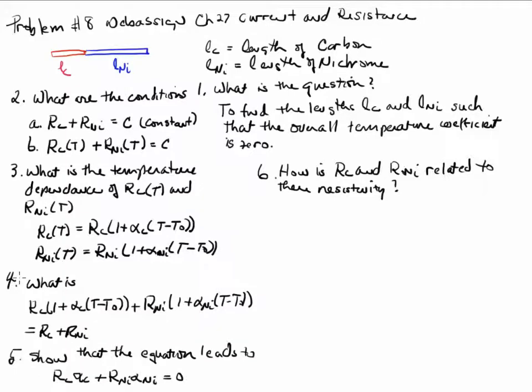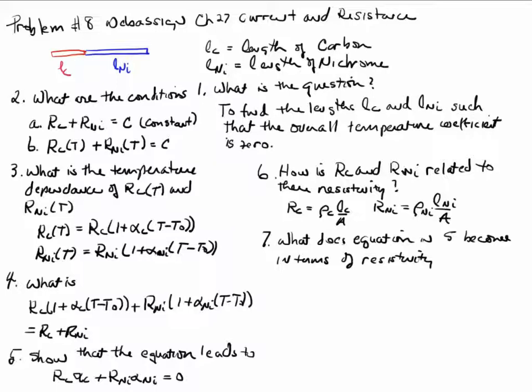Now, how are R_C and R_Ni related to their resistivity? Okay, once again, pause the video. And of course, R_C is the resistivity of carbon times the length of carbon over the area, and the resistance of nichrome is the resistivity of nichrome times the length of nichrome divided by the area.